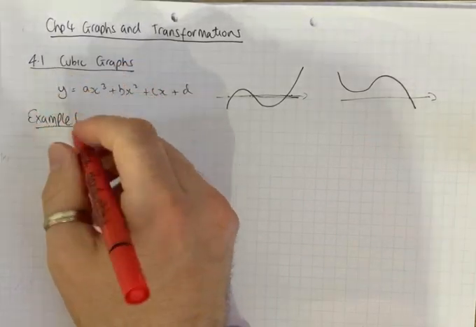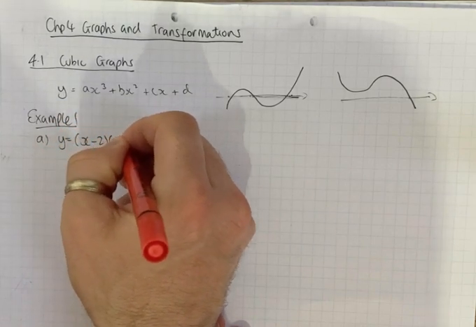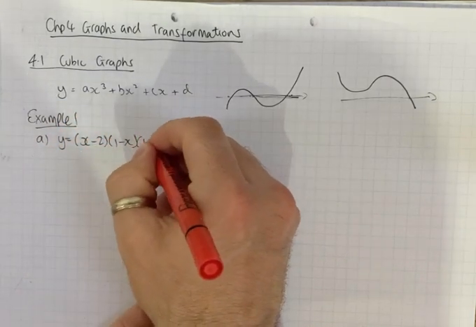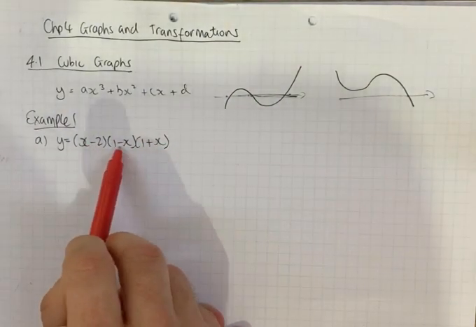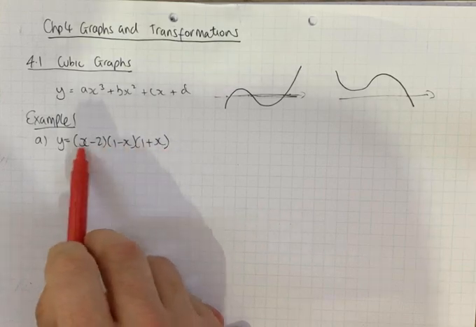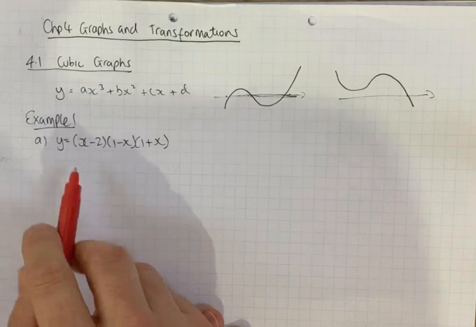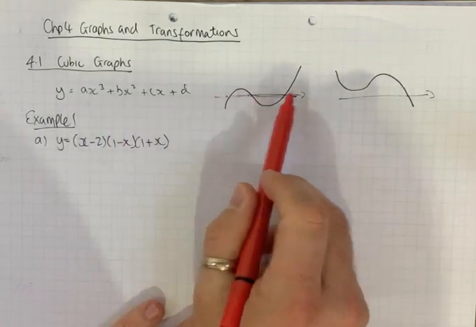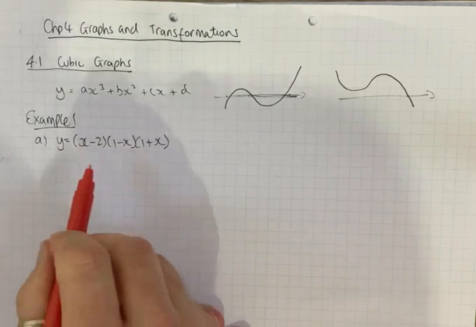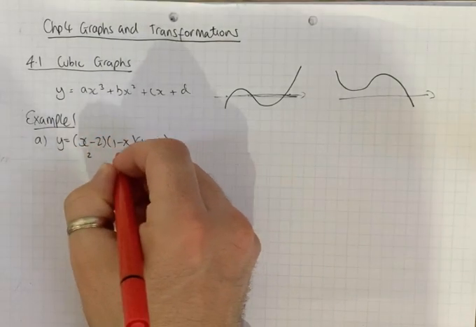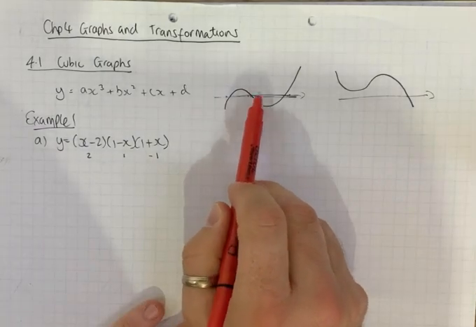So example 1 asks us to sketch the graph of the equation y equals x take 2, 1 take x, 1 plus x. So it's in factorised form already, but if you expanded it, you get negative x cubed. That would be its lead power. We're not going to expand it, we don't need to. Firstly, working out where it crosses the x-axis, that's when we solve the function to be equal to 0. So that's going to be equal to 0 at 2, 1, and minus 1. So it's going to cross at minus 1, 1, and 2.